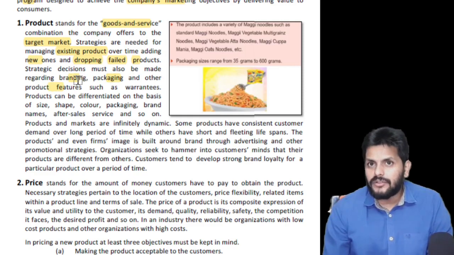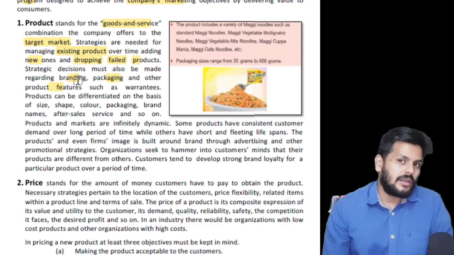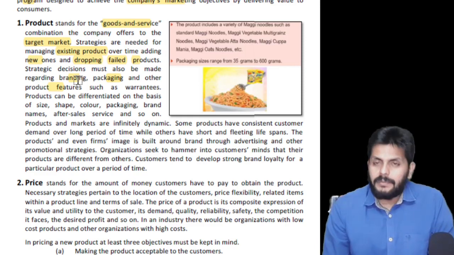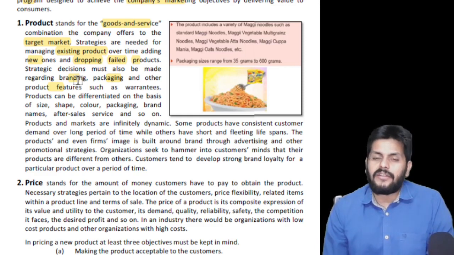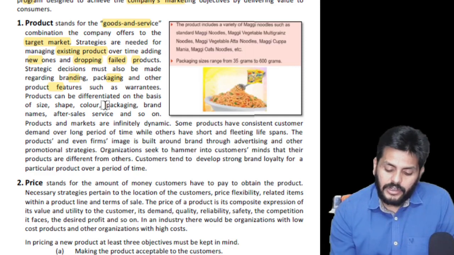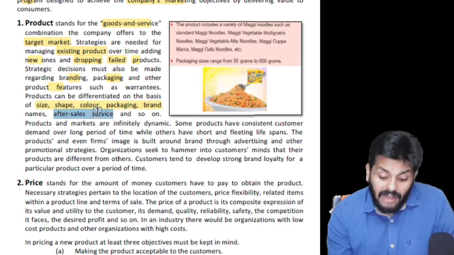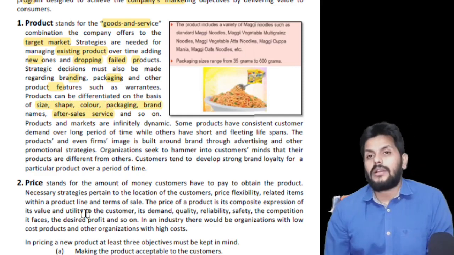Should you be giving a 3-year or a 5-year warranty? Is it a guarantee? Like that. Products can be differentiated. How will one product be differentiated from the other? Products can be differentiated on the basis of size, shape, color, packing, brand name, after sale service, and so on.